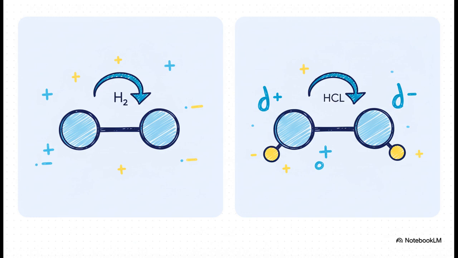But now look at the right, at hydrochloric acid, HCl. It's kind of lopsided. You flip it and you can definitely tell something's different. This lack of symmetry creates an uneven charge distribution, making it polar. So just by looking at the shape, we can tell something absolutely fundamental about how the molecule behaves. Symmetry isn't just for looks, it has real physical consequences.